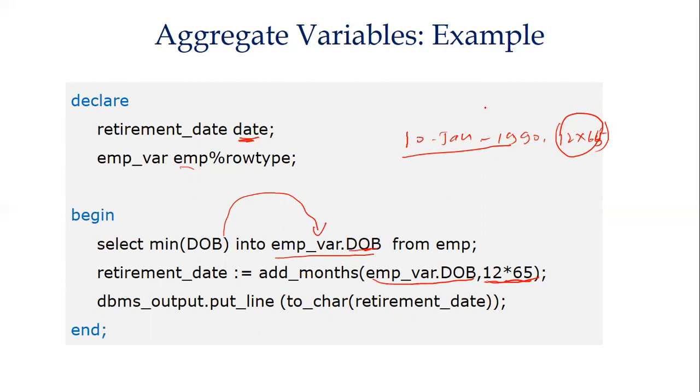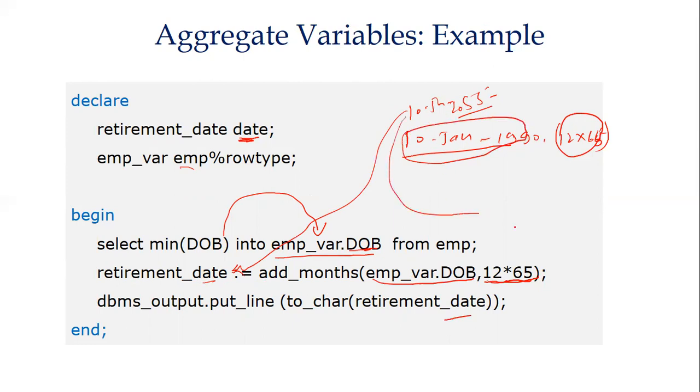If you add 65 to 1990, how much will it be? 2055. So 10th of January 2055. Is that okay now? This value will be stored in this retirement_date. So whenever you print, this value will be printed. If a different date of birth value is stored, then according to that, this value will be displayed. Is that okay now?